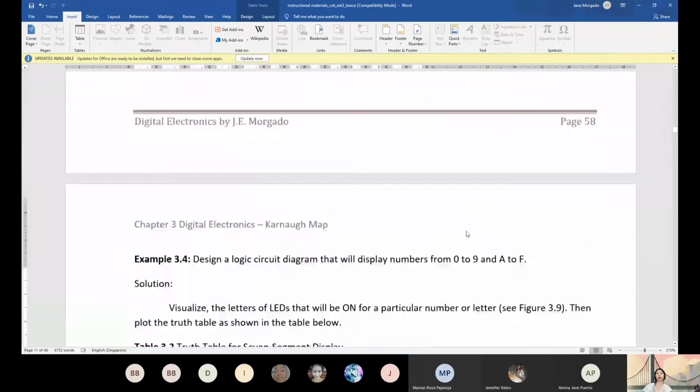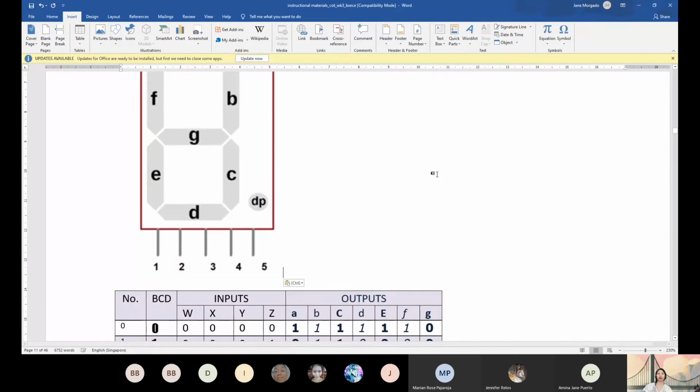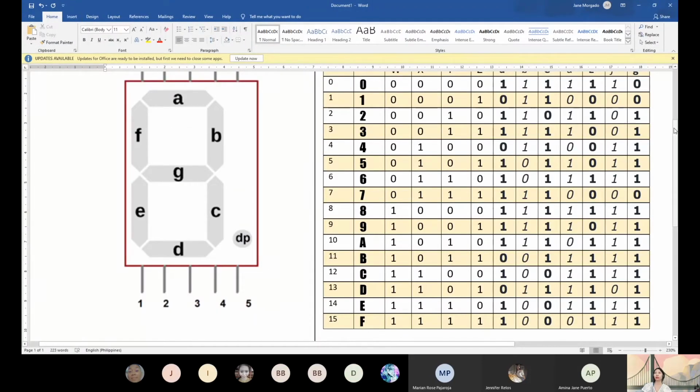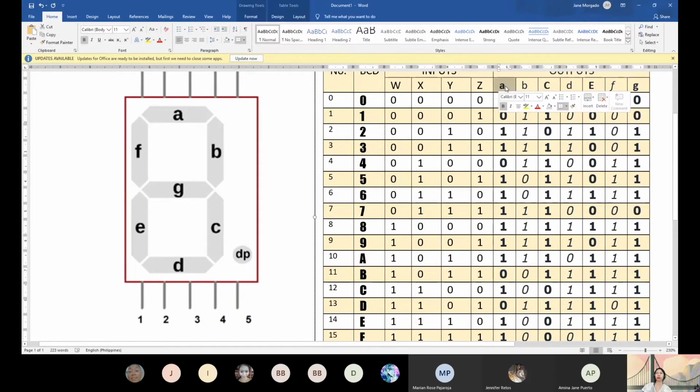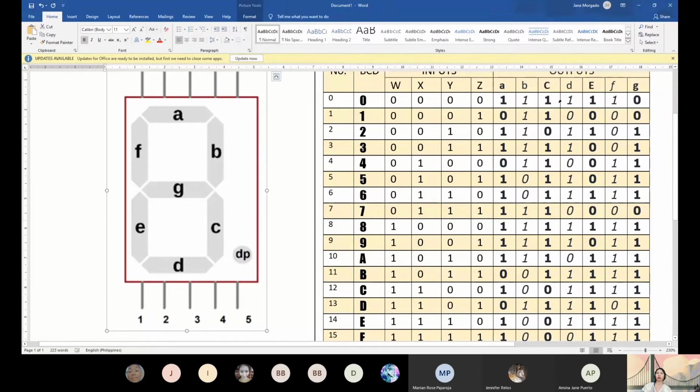So we need 4 inputs, 4 inputs to represent 0 to 9. Then we have these outputs A, B, C, D. So this is A. This output B here is for this output. C, this one, D here, E for this, F for this output, and lastly G for this here, the center.